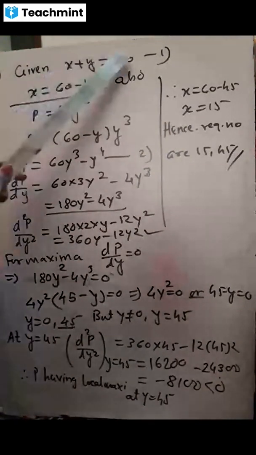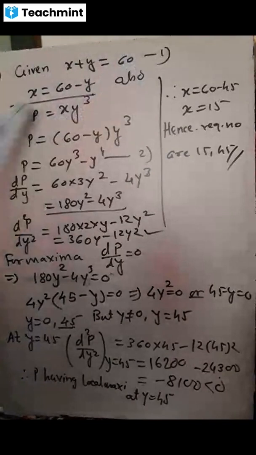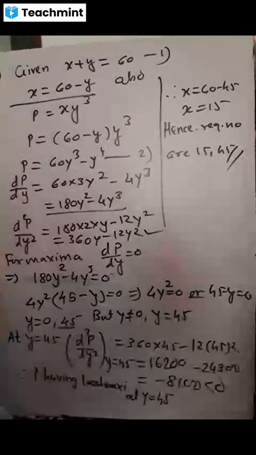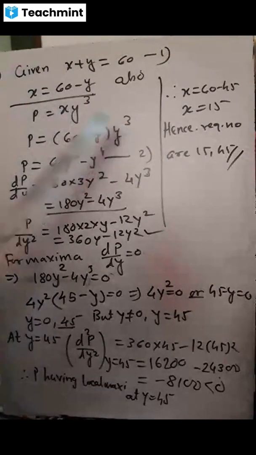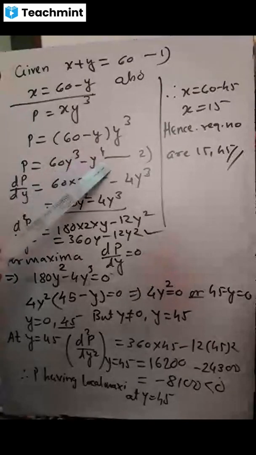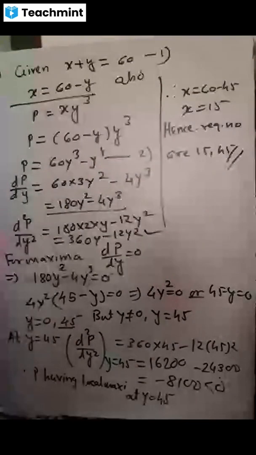See now how it is. Given x plus y is 60, then x equal to 60 minus y, and p is equal to xy cube. Putting this value of x here, it becomes 60 minus y into y cube. Now doing the multiplication, 60y cube minus y raised to 4, this is equation 2. Finding the first order derivative.